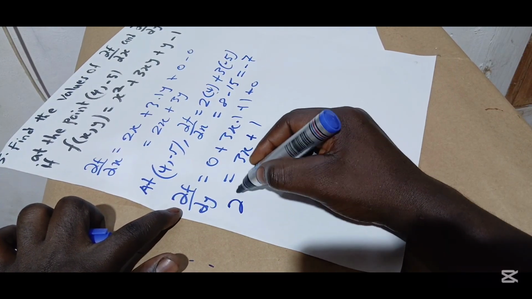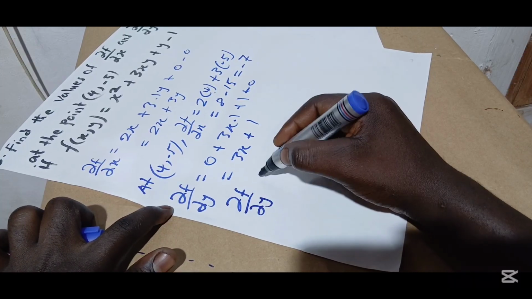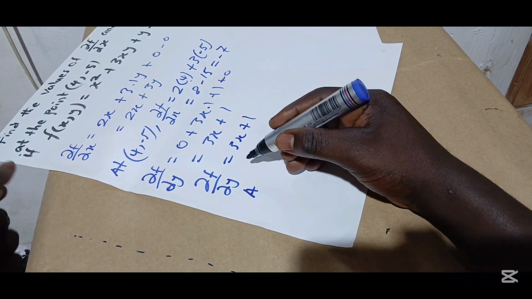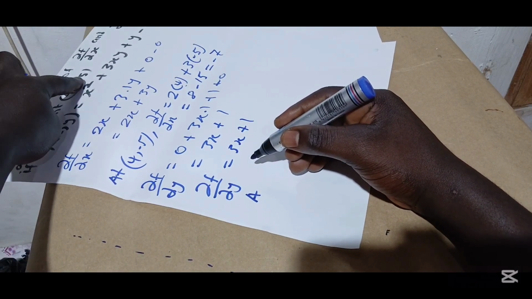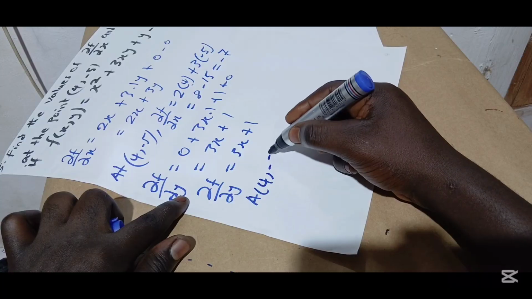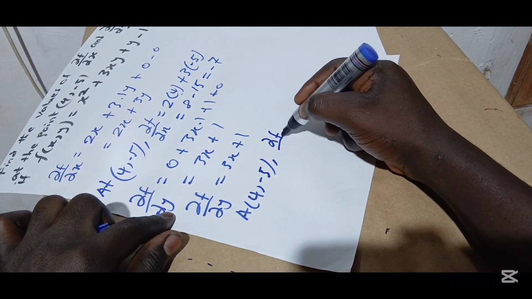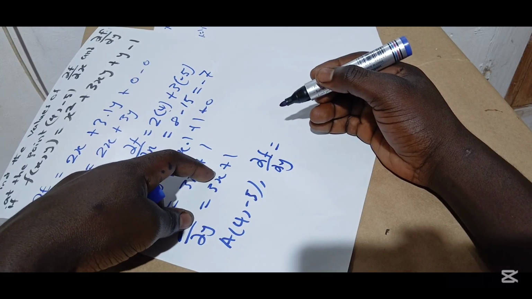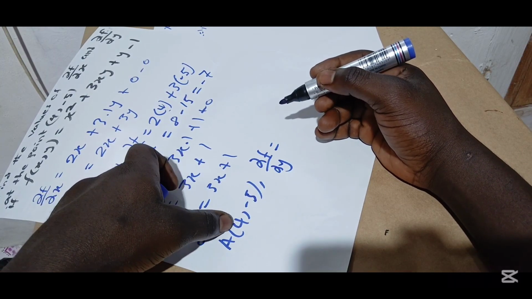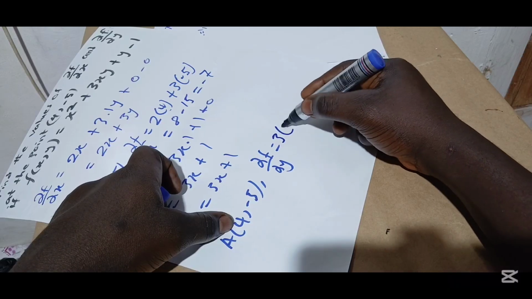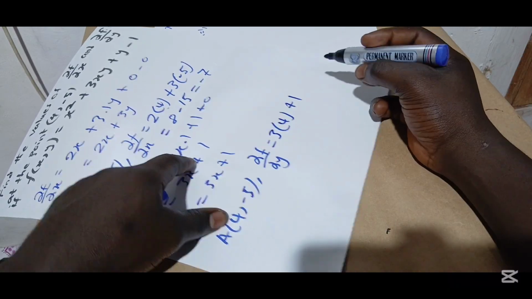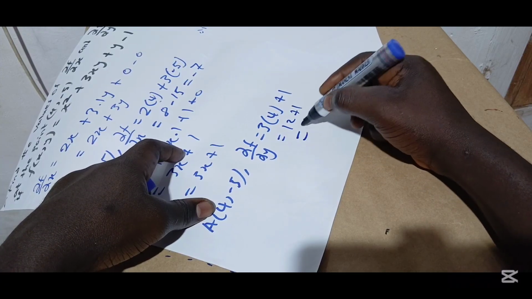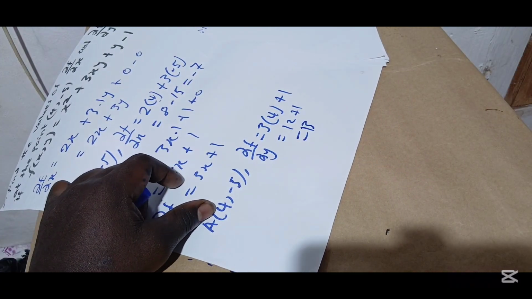So this is our df dy. So at point 4, minus 5, our df dy equals, wherever we see x, we substitute the value of x there. So 3 by 4 plus 1. We don't have a y term here. So this is going to give us 3 by 4, which is 12, plus 1 equals 13, right? That's it for this question.